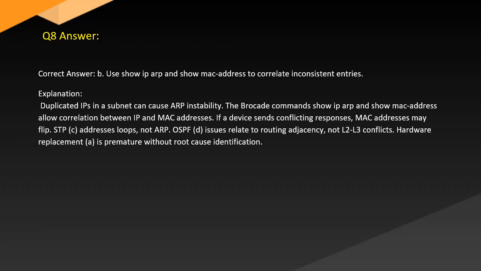Answer. Correct answer: B. Use show ip arp and show mac address to correlate inconsistent entries. Explanation. Duplicate IPs in a subnet can cause ARP instability. The Brocade commands show ip arp and show mac address allow correlation between IP and MAC addresses. If the device sends conflicting responses, MAC addresses may flip.